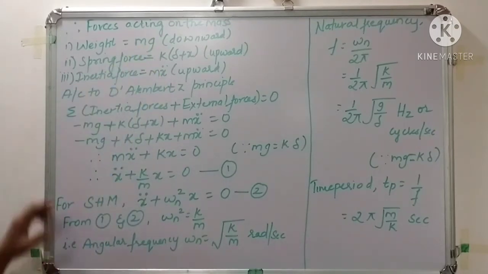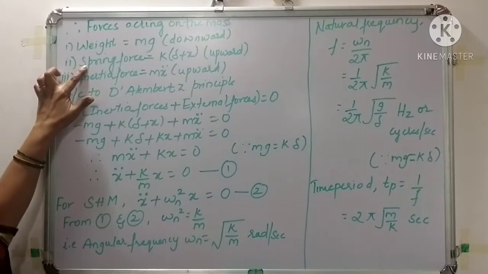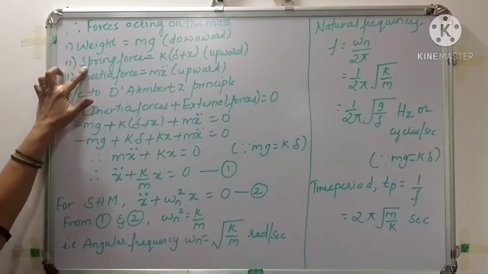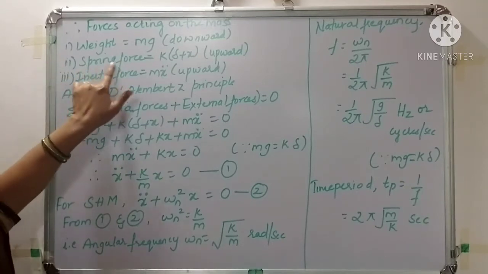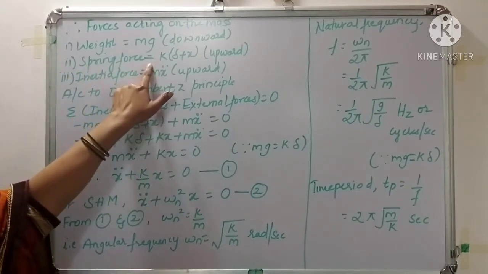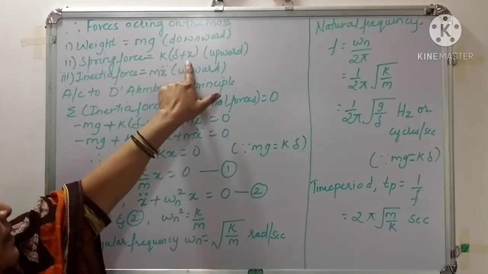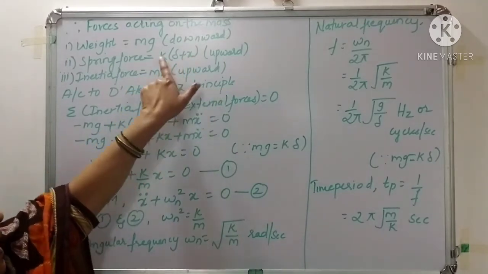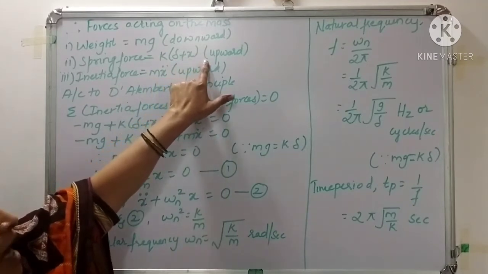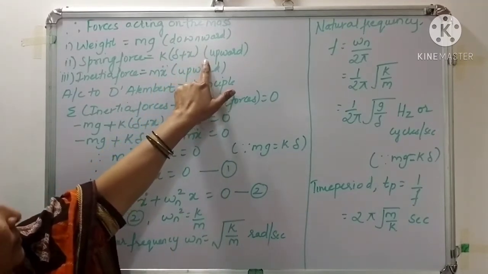The other force acting is the spring force. In which direction is the spring force acting? The spring force is acting in the upward direction. It is restricting the movement of the mass in the downward direction, so it is acting in the upward direction. So therefore spring force equals K into, what is that? The displacement is delta plus X. K into delta plus X in the upward direction.